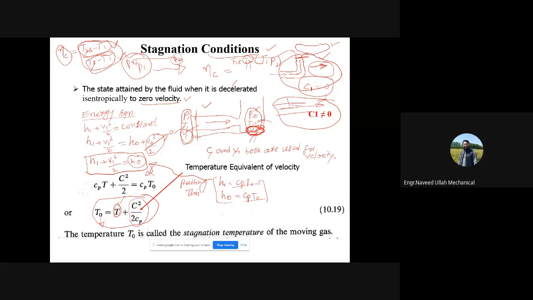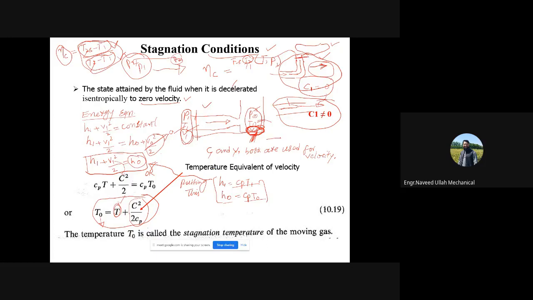This is C square, this is velocity. Okay, this is velocity. Velocity here, V1, is this velocity. Okay, so this C square divided by 2CP, and this is actually known as temperature equivalent of velocity.